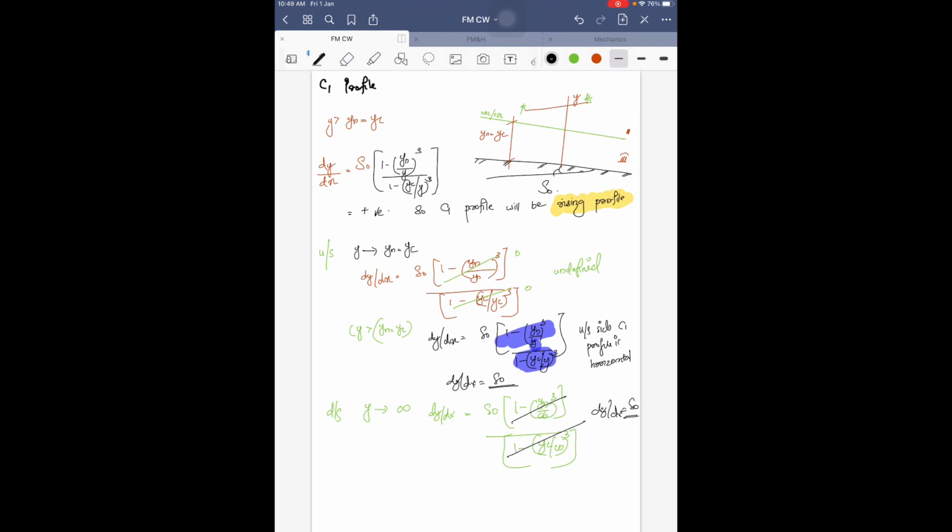So we can say that the C1 profile is horizontal at the upstream and downstream side. It's a rising profile, but it is horizontal. I should not say but. In fact, the C1 profile is a rising profile with upstream and downstream sides horizontal. The slope will be S0, whatever slope comes over here also.